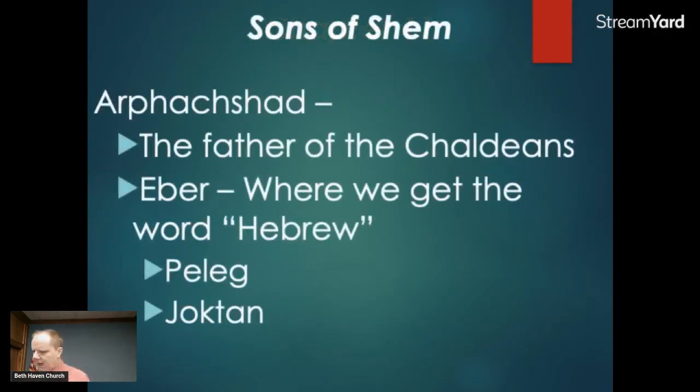I missed a slide. Okay, you also have Lud and Aram. Lud is the father of the Lydians, the capital of Sardis, referred to in Revelation 3. Aram, the word for Syria, and they spoke Aramaic. The connection is wild. And people read Genesis 10 and see no connection. Why? Because you're not reading in the Hebrew and you're not making the connection between modern day nations. All these nations, all of them can be traced back to Genesis chapter 10.